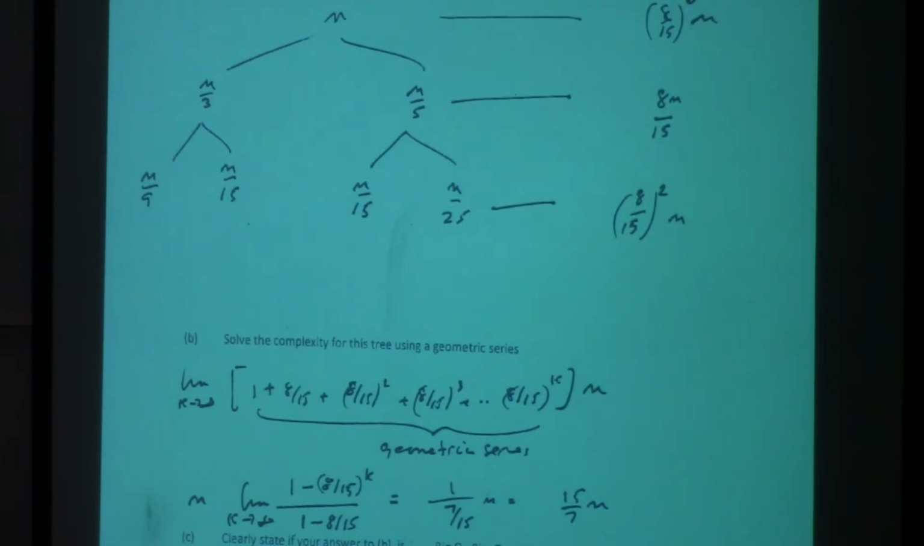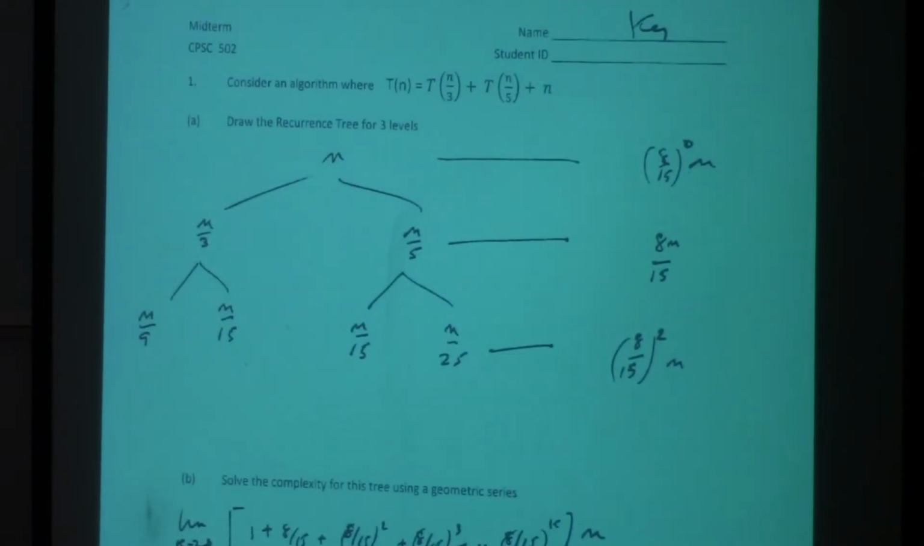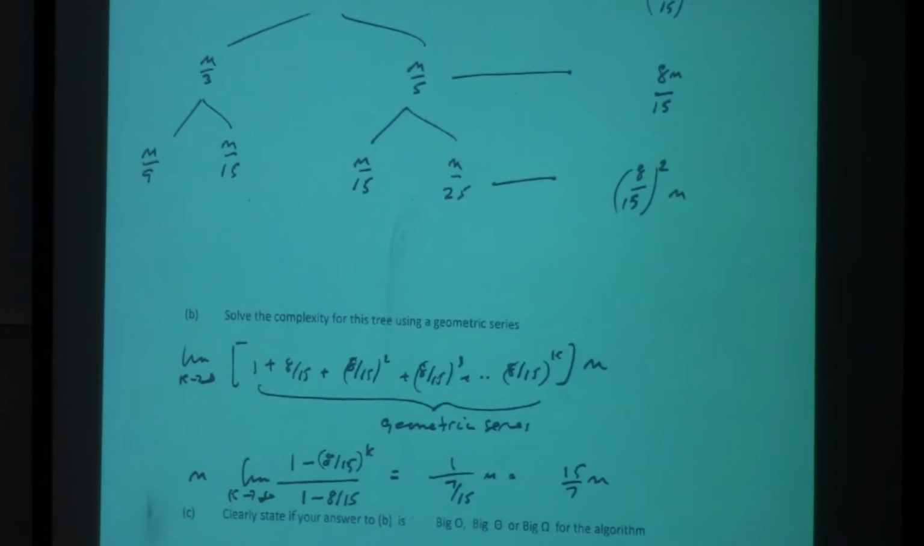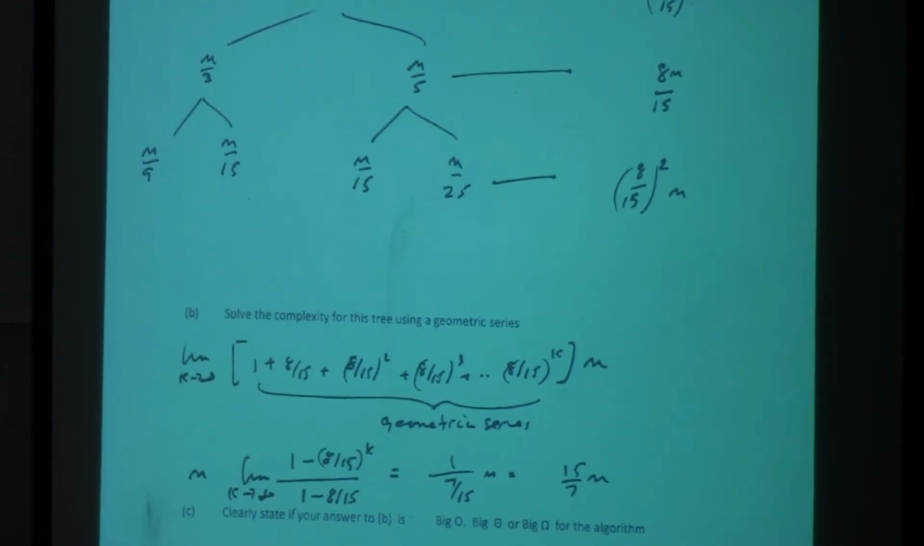But if we look at this tree over here, how much work is being done on level 0? Linear. So could this tree do any less than linear work? No. Could it do any more than linear work? No. It can't, because even when I push the depth to infinity, I still get linear. It's still only a constant times n.